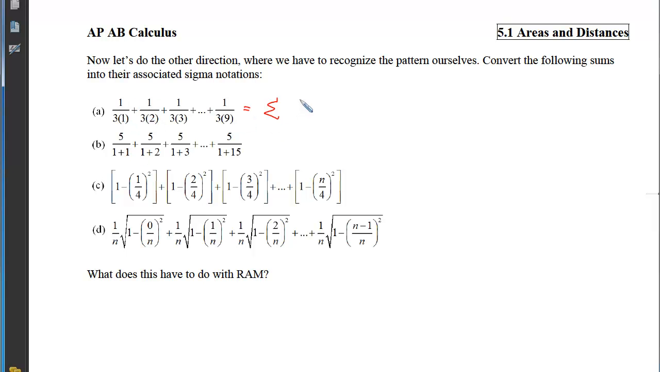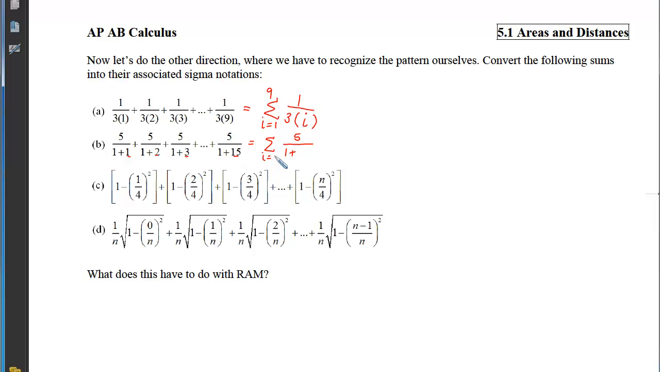So if we look here, we can see that every single one of these terms has a 1 divided by a 3 times something, and that something starts at 1 and then climbs by whole number values. So we can let that be our index and write down that the index is going to start with our first value of 1 and it will end with our last value of 9. If we look at our next one, we can again see that the thing that is the same in every single term is a 5 and a 1 plus, and then the things that are changing are these numbers here, and we can see that we're starting with the 1 and going to 15.